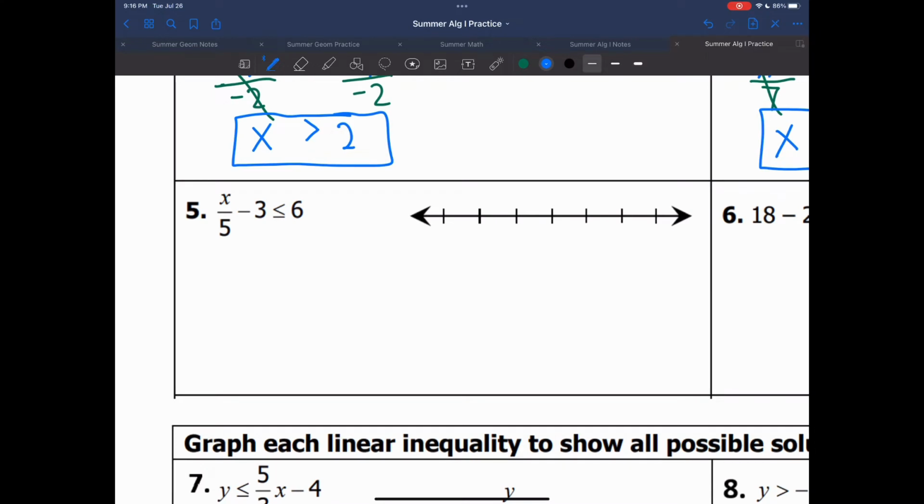Let's solve for x. So I'm going to first add 3 to both sides. I get x over 5 is less than or equal to 9. And then to get rid of that 5, we multiply both sides by 5. So the 5's cancel. So we get x is less than or equal to 45.